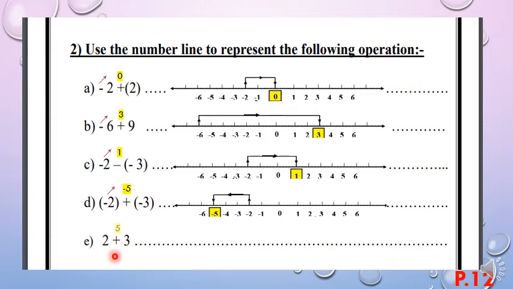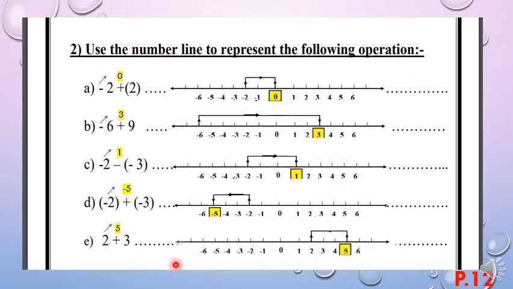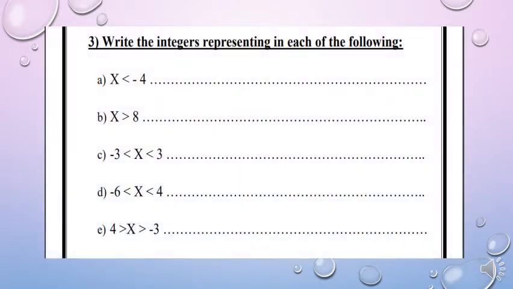2 plus 3. The result is 5. We need to move from 2 till we reach 5 with my number line. Then start from 2. Go up. Then move to the right till we reach 5. Go down on 5. And that's it. We are in page 12, number 3. Write the integers representing each of the following.